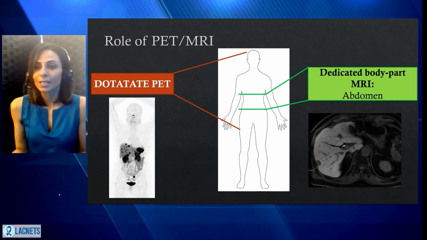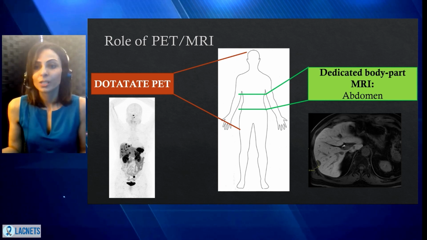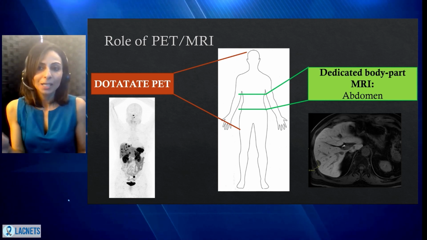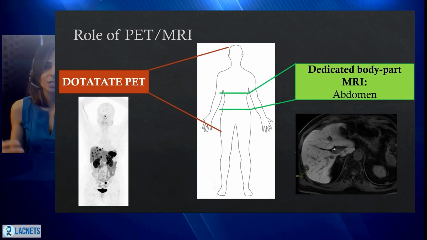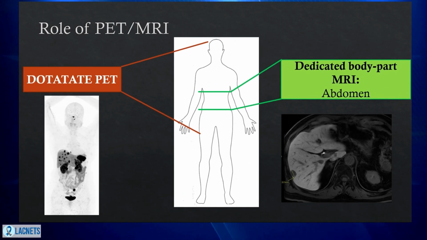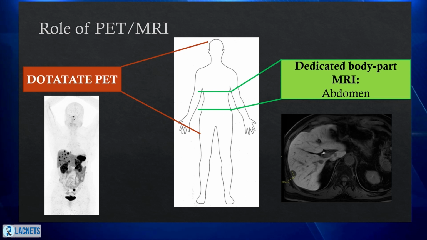Is PET MRI better than PET CT, or who should get PET MRI? So in PET MRI, we get the dotatate PET, just similar to PET CT. We get the PET of the whole body, and we get just basic MRI sequences with it to tell us the anatomy, basically where the uptake is.